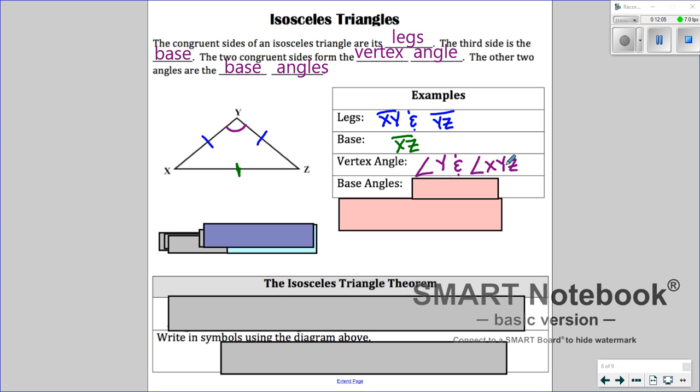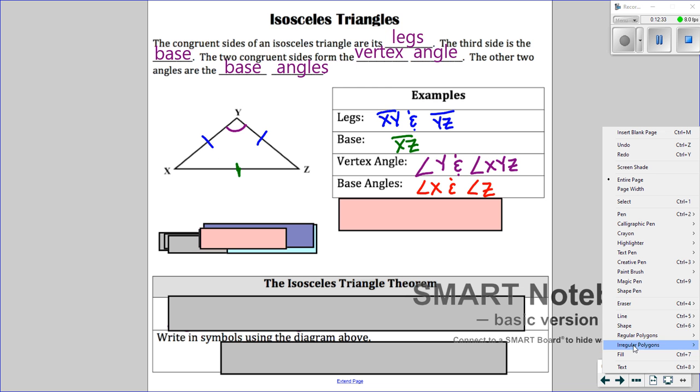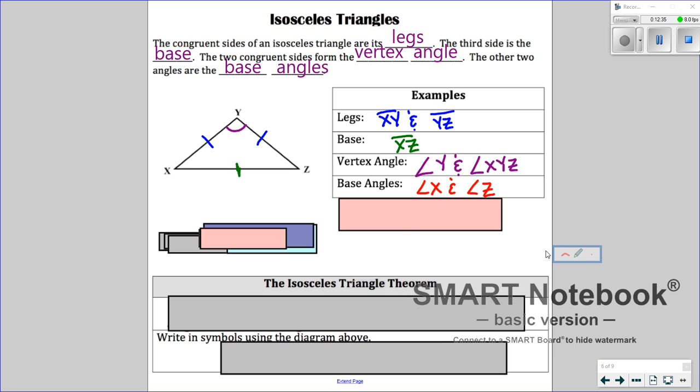And notice that the Y is in the middle between the two letters because it's the vertex. Anytime you're labeling an angle and you include the vertex, it is in the second position. So you can either say angle Y or angle XYZ. And for the base angles, basically it's the angles that are opposite the congruent sides. So we have angle Z, and then we have angle X, which I will label in red.